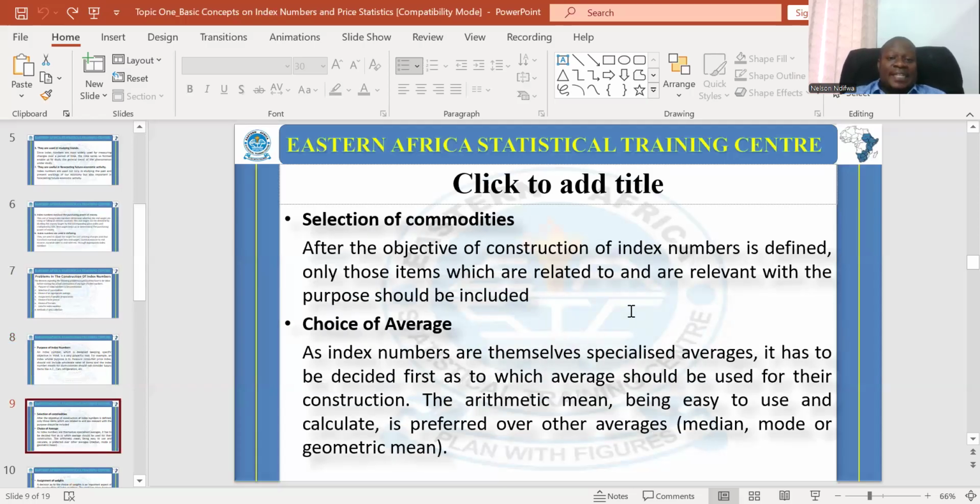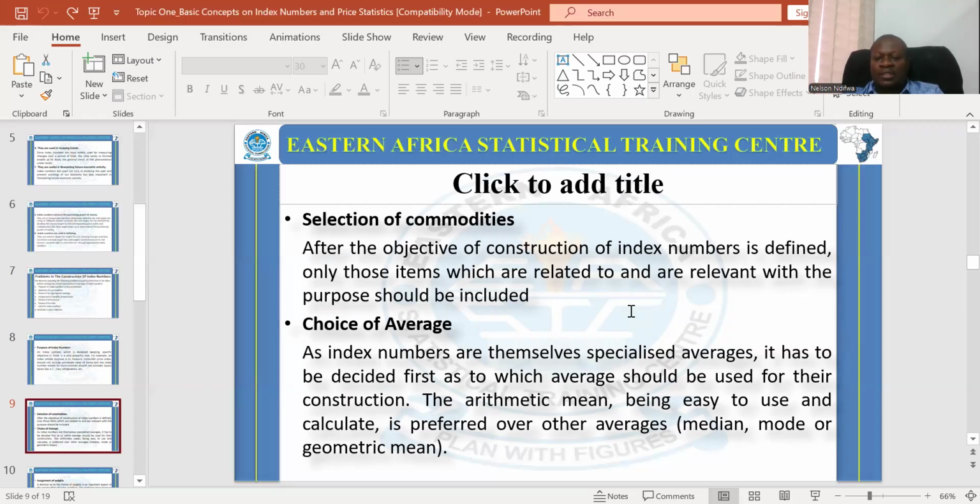The second will be selection of commodities. That will be another problem. And after knowing the purpose, the objective for such an index number, then the items that will be included should also be related to or relevant with the purpose.